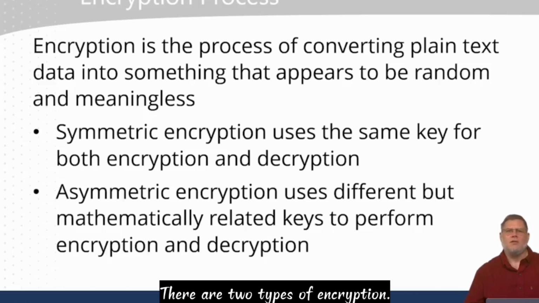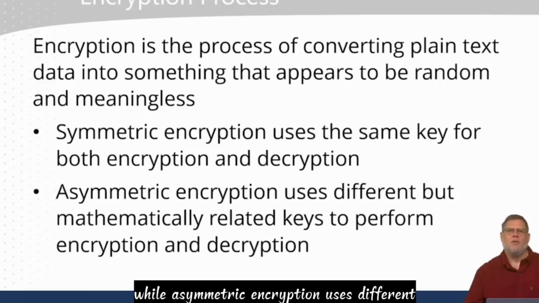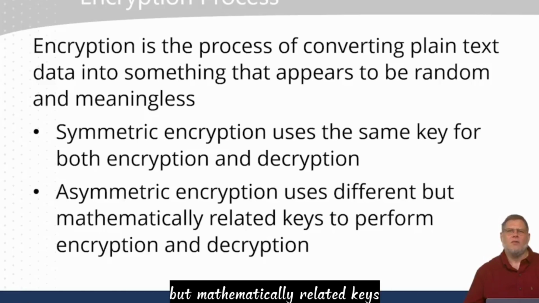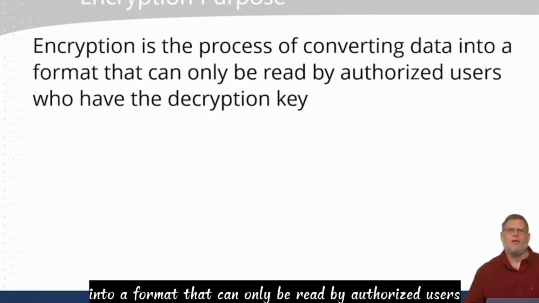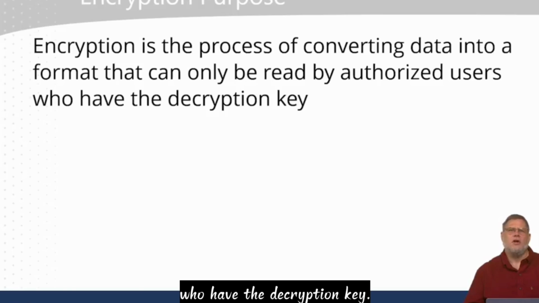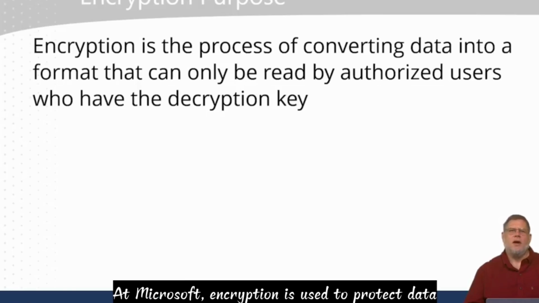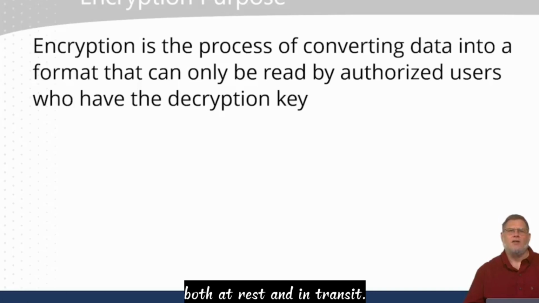There are two types of encryption. Symmetric encryption uses the same key for both encryption and decryption, while asymmetric encryption uses different but mathematically related keys to perform encryption and decryption. Encryption is the process of converting data into a format that can only be read by authorized users who have the decryption key. At Microsoft, encryption is used to protect data both at rest and in transit.